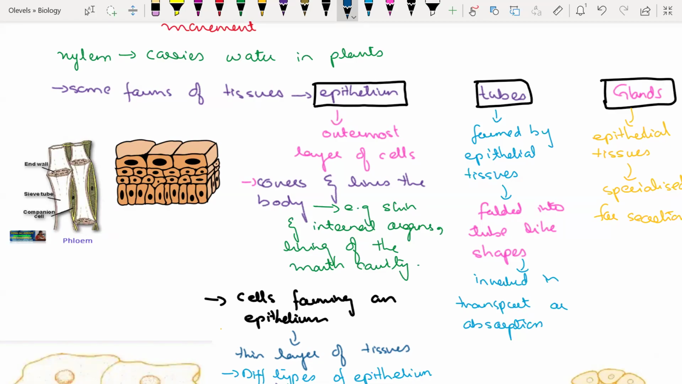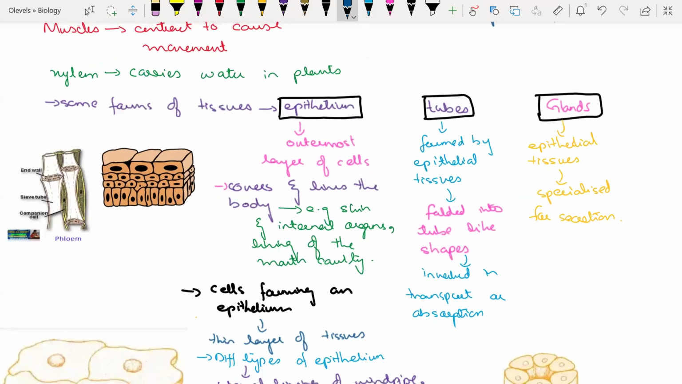Epithelium tissues cover the linings of the body. If we talk about the tubes, what is the purpose of tubes? They are also made up of tissues. They are formed by the epithelial tissues, and they are folded into tube-like shapes. They are a group of tissues, but folded in such a way that they form a tube-like structure. Mostly these tubes are helpful in transporting or absorbing things. Then come the glands. The glands are also epithelial tissues, but they are specialized for secretions.